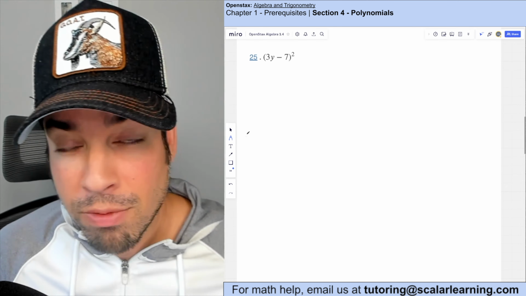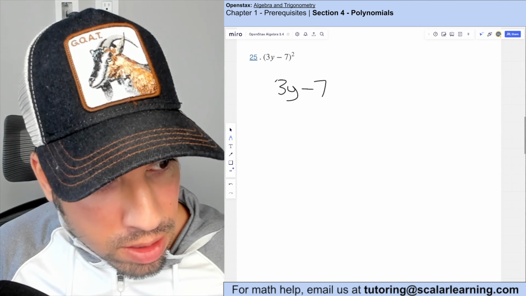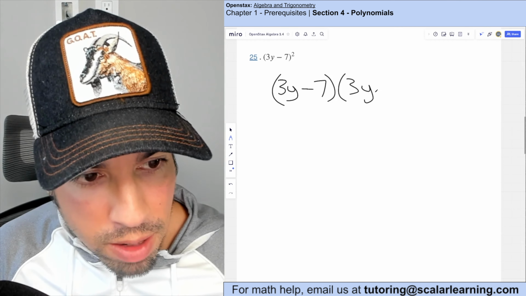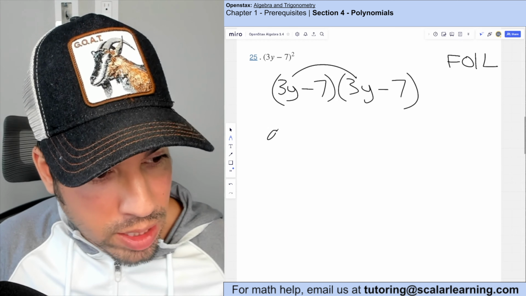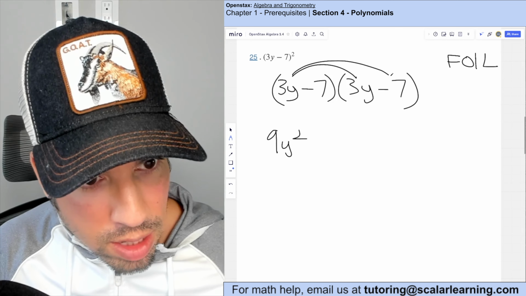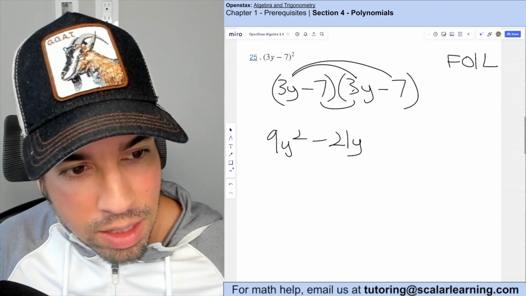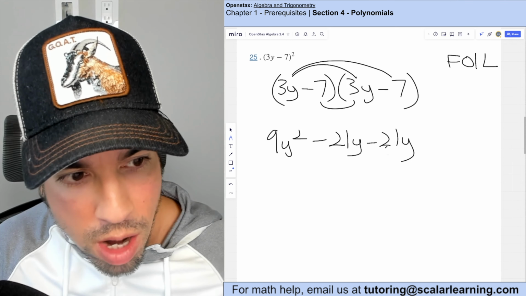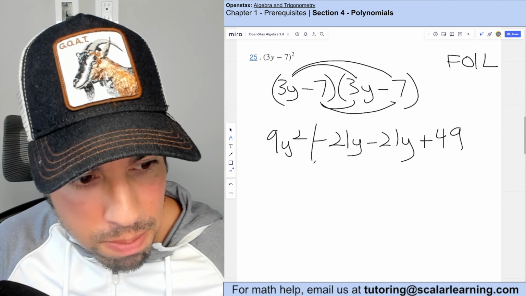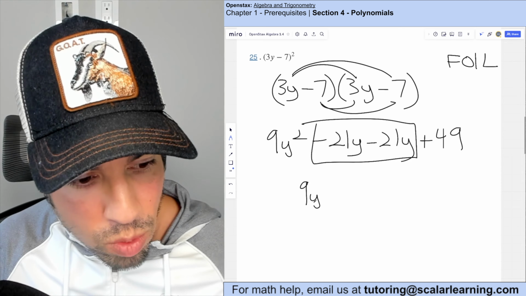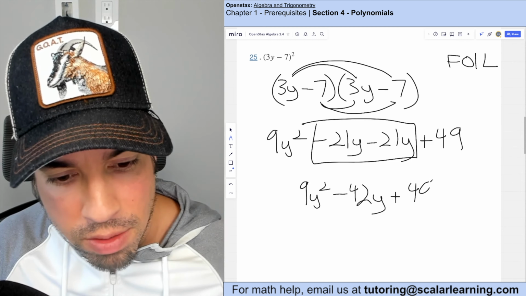Boom, done. Now for something like this, it's 3y minus 7 squared, so it's really 3y minus 7 times itself, which is another 3y minus 7. Now I got it written out like this. Now we can FOIL. So the first multiply each other, we get 9y squared. Then we do the outer, which is 3 times 7 is negative 21y. Again, same thing, negative 7 times 3y is negative 21y. And last but not least, negative 7 times negative 7 is positive 49. We're going to combine the middle like terms, and we get 9y squared minus 42y plus 49 for the win.